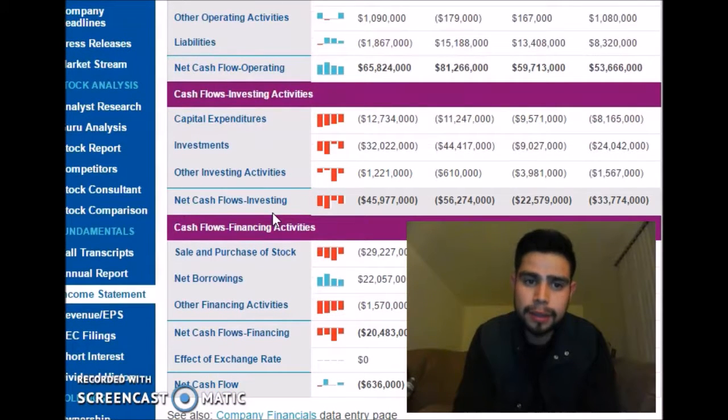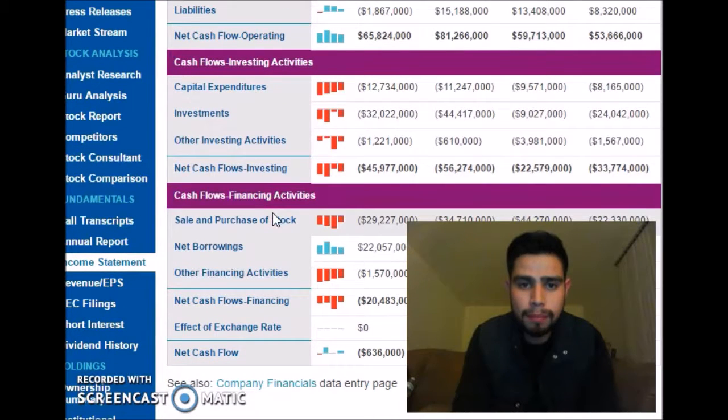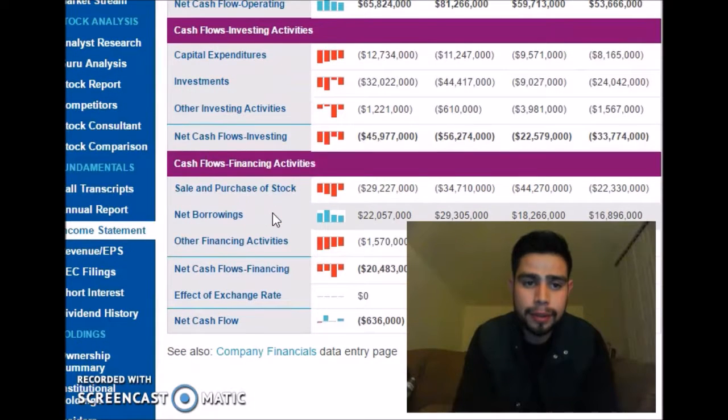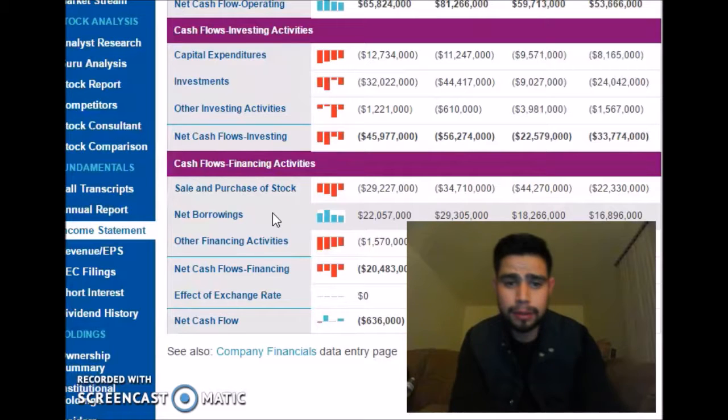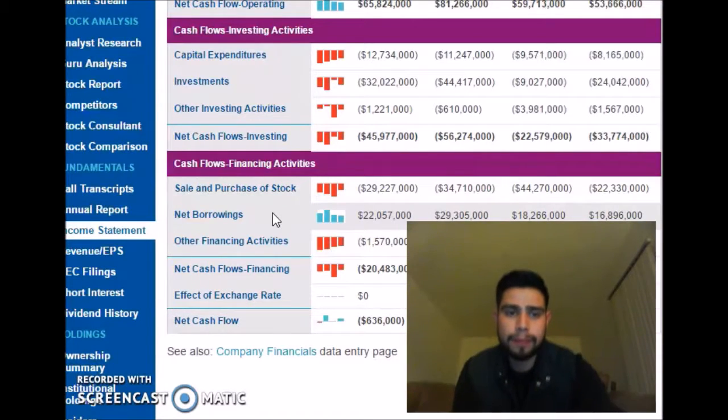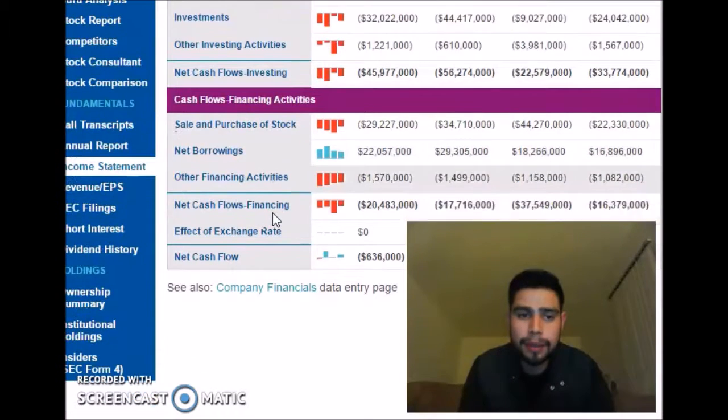Cash flow investing activities, capital expenditures. The company has more capital expenditures in 2016, less investment, but in other investing activities we have an increase from the last year. Net cash flow investing, in that part, the result is the company has more net cash flow investing in 2015. I'm sorry.